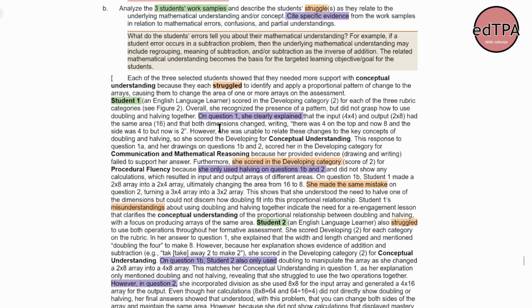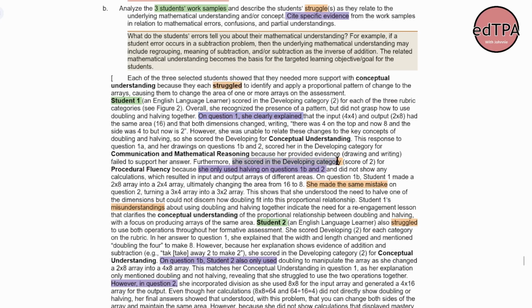So you can see right here, each of the three selected students showed that they needed some support in conceptual understanding. Then naming the first student, focus student 1, and you can see specific evidence cited, and talking about the struggles too.